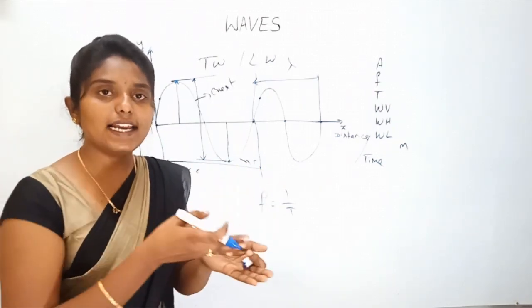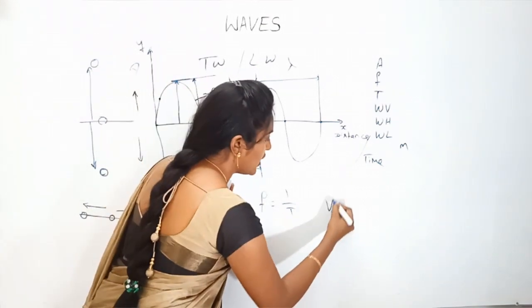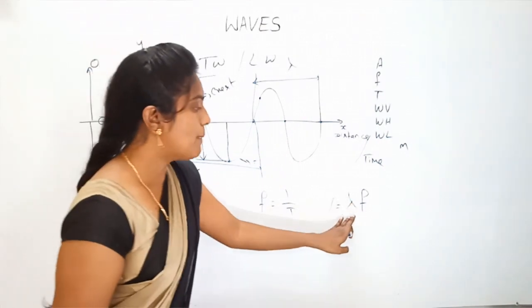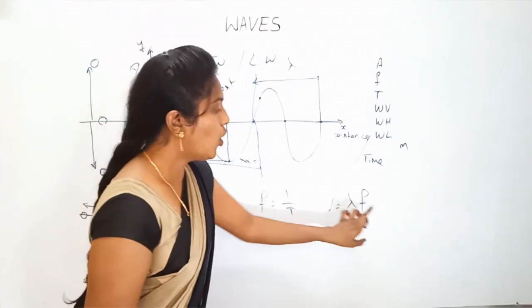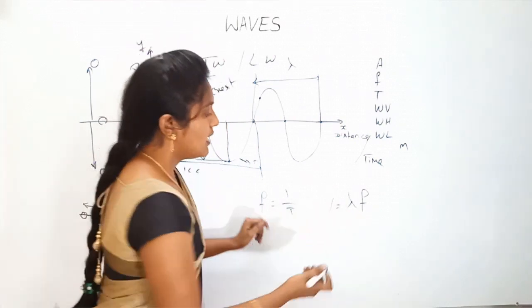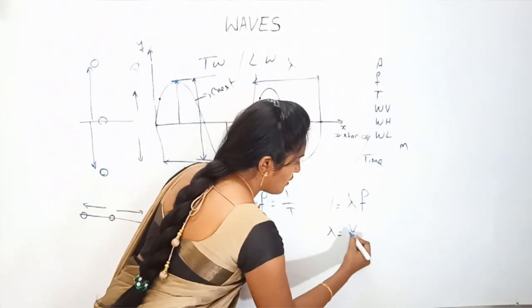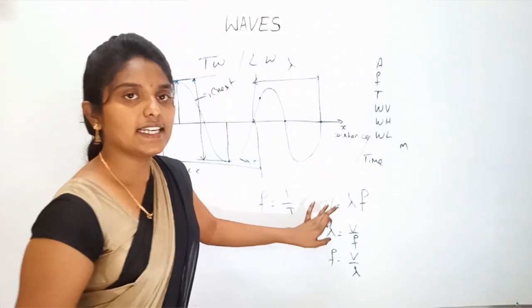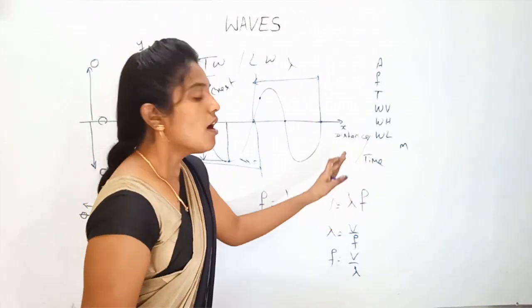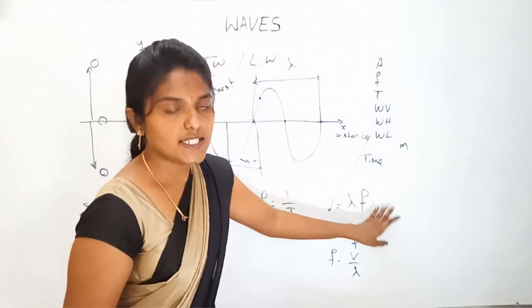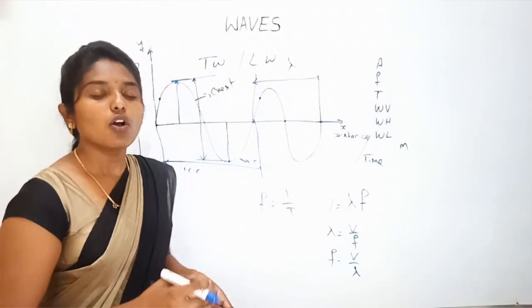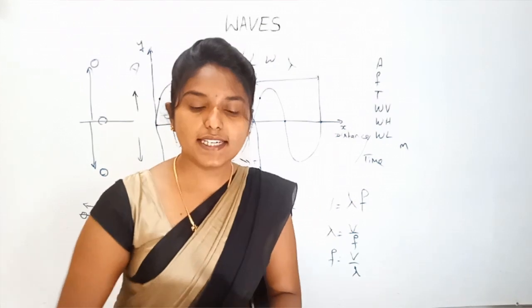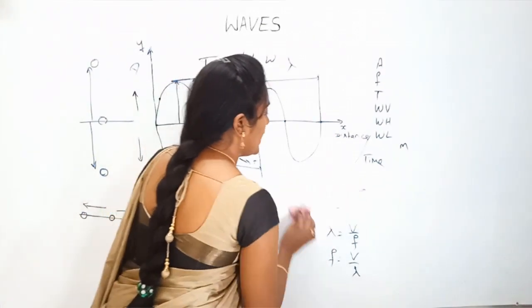Now, how are these related to wave velocity, that is V? The wave velocity is the product of wavelength and frequency. So lambda cross F gives the wave velocity. If you need to find the wavelength, it is wave velocity by F. If you need to find the frequency, it is wave velocity by lambda. This is how all these terms are correlated. The relations between frequency and time period, wavelength and frequency, and wave velocity are all very important. Let me take one example.